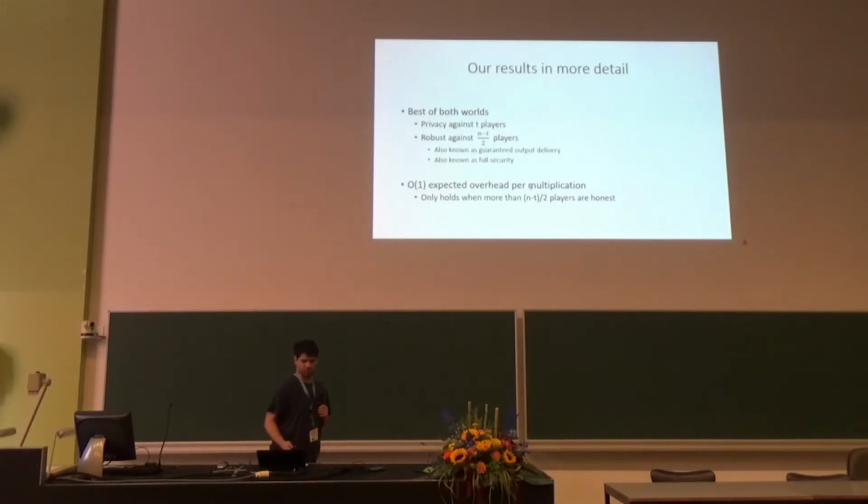So our result in more detail is the best of both worlds. We can have privacy against T players, and we can be robust against (n-T)/2 players. This is a good trade-off, and robustness means that everybody is going to get the answer if there are that many corruptions. It has also been called guaranteed output delivery or full security. MPC has a rich history. And as I said, the overhead is order 1 per multiplication, and for that we need a large majority of players to be honest.